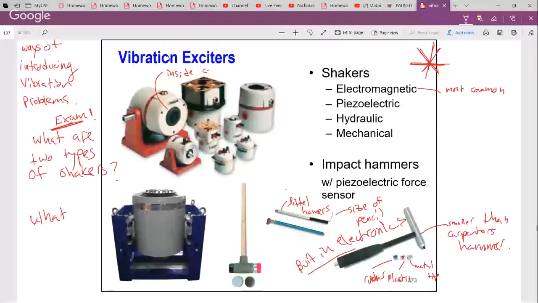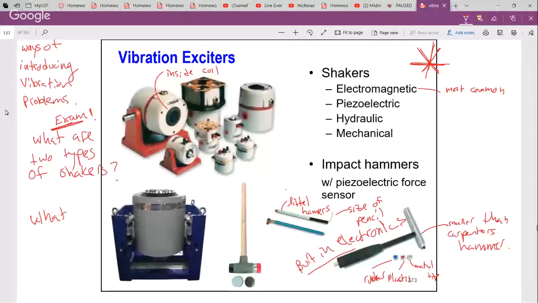So with shakers, let me give you an example. You start with a signal generator, which could be a simple function generator that produces a sine wave or a random signal or a swept sine. Put that into a power amp. The power amp is then connected to the shaker. It drives it with whatever the signal generator provides.